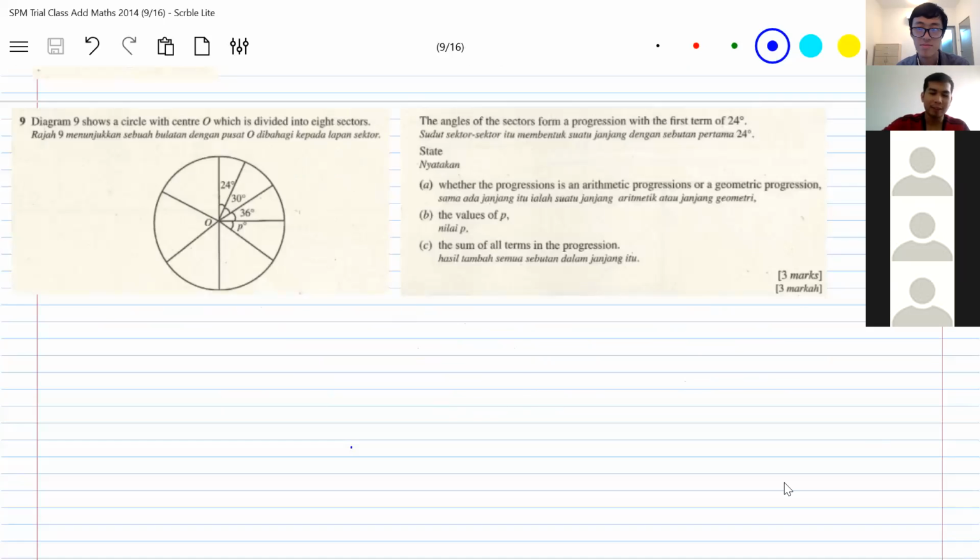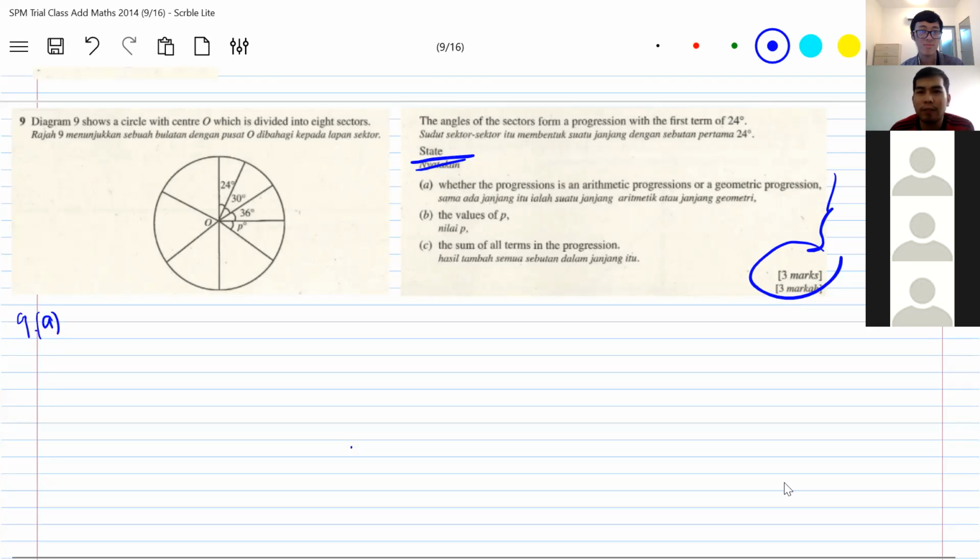All right. So number 9 is another progression question. If you look at this question, it's 3 marks for 3 parts, and they ask you to state. So then it becomes easier, right? You do not have to do much working. Look at 9A: the angles of the sectors form a progression with the first term of 24. State whether the progression is an arithmetic progression or a geometric progression.